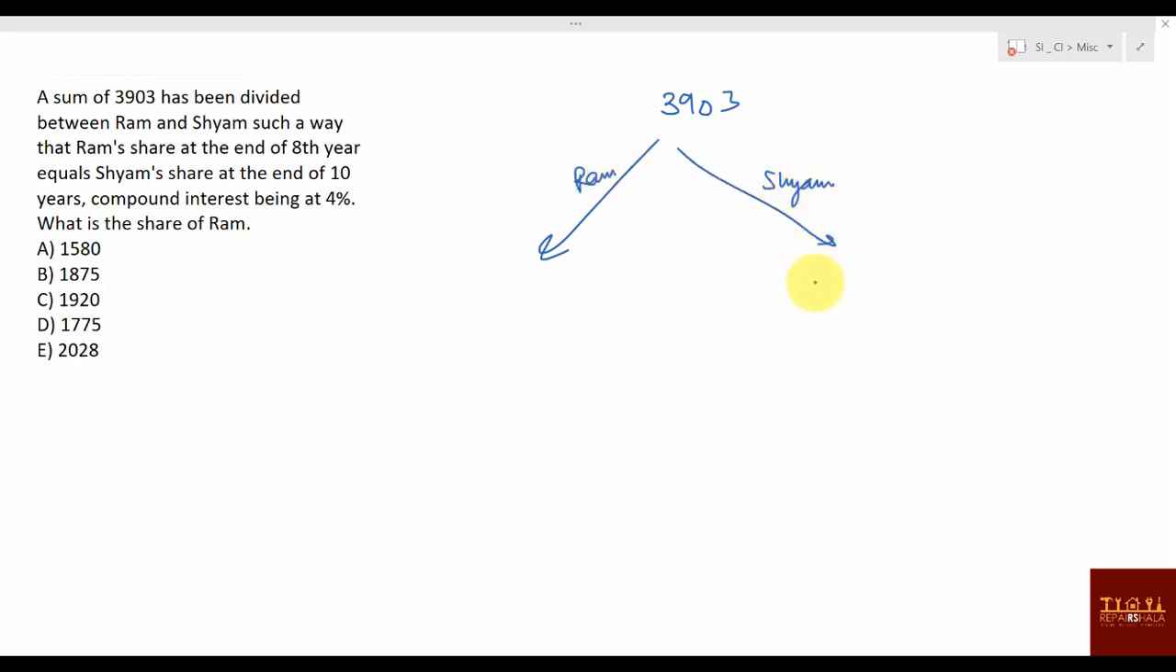So this value is Ram's share at the end of 8th year, means he is getting interest for 8 years. What is the rate of interest? 4%. He is getting the interest for 10 years at the end of 10 years, compounded at 4%. What they are asking is, what is the share of Ram? How can you solve this question?